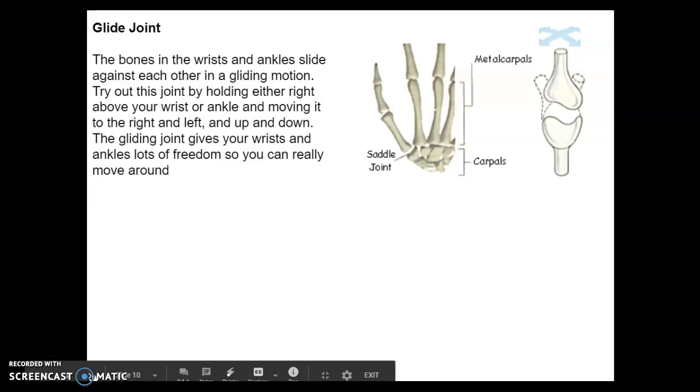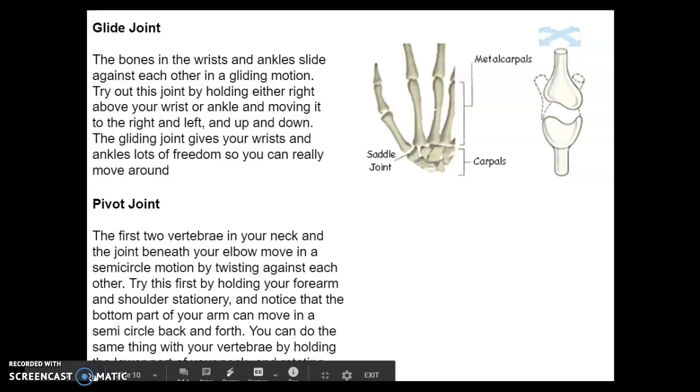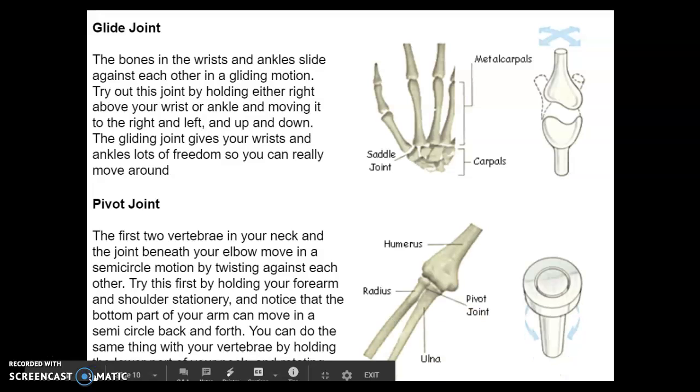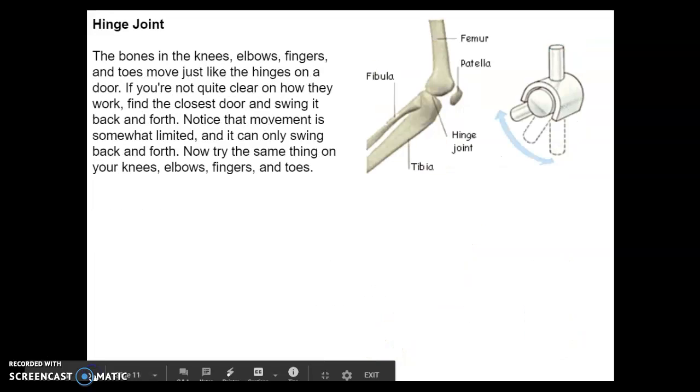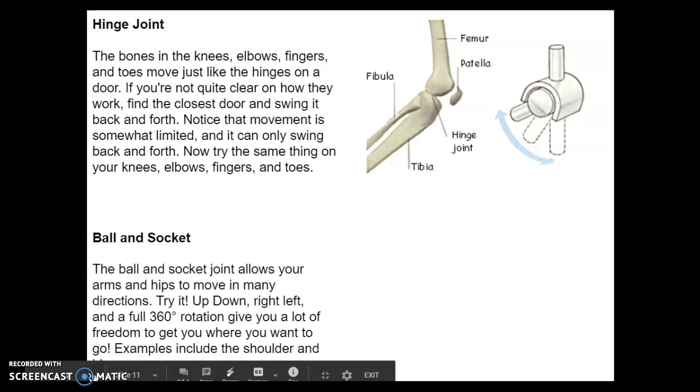You have some joints that just slide, like what's in your wrist. You have some that pivot. So it's kind of a semicircle twisting back and forth. So they're showing your elbow here. A hinge, like what's happening at your knee. It moves kind of back and forth, but it's somewhat limited. You can't really go swinging your lower leg beyond a straight line in front of you because that would not be good. And then ball and socket is a joint that gives you a lot of motion. So that's going to be your shoulder. That's going to be your hip socket.